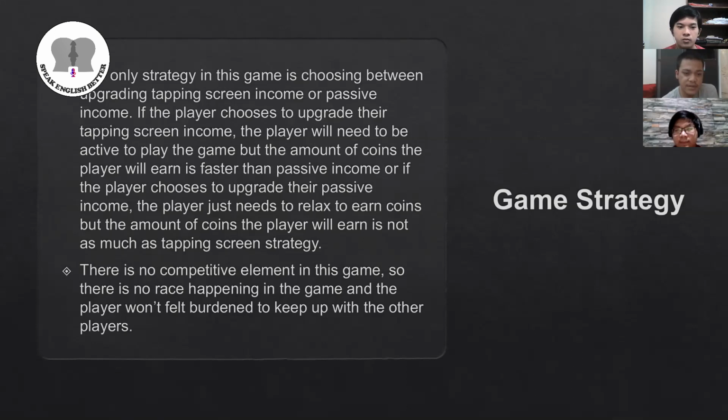So there is no competitive element in this game. There is no race happening in this game, and players won't feel burdened to keep up with the other players. Okay, next.